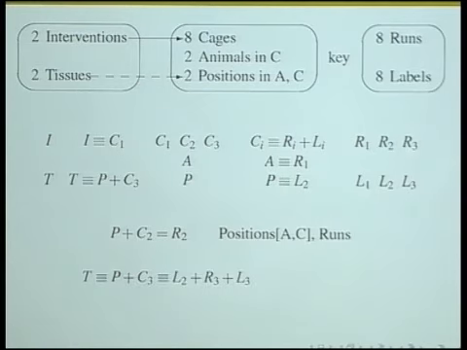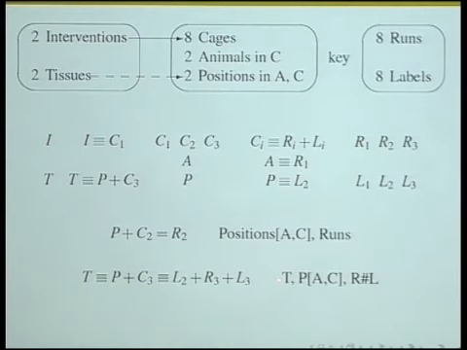Let's look at the treatment ones, because those are important. I've aliased T with P plus C3. P is then aliased with L2. C3 is aliased with R3 plus L3. Nothing cancels. We've got some R's and some L's. So when I do the same thing, what have I got there?